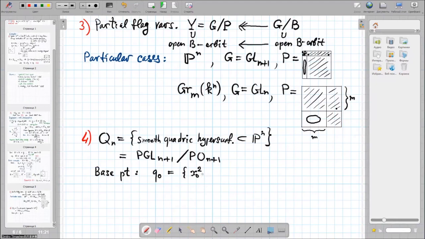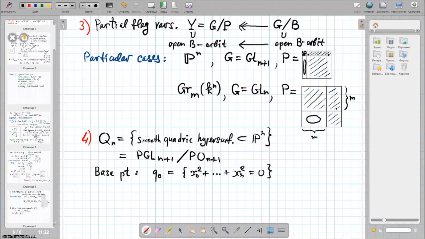Okay, and for the base point, we take a quadric given by this equation, x naught square plus etc. plus xn square equals 0. This is an equation for a smooth projective quadric. And this is our base point given by the standard quadratic form, a non-degenerate quadratic form in n plus 1 variables. So I want to explain why this homogeneous space is spherical.